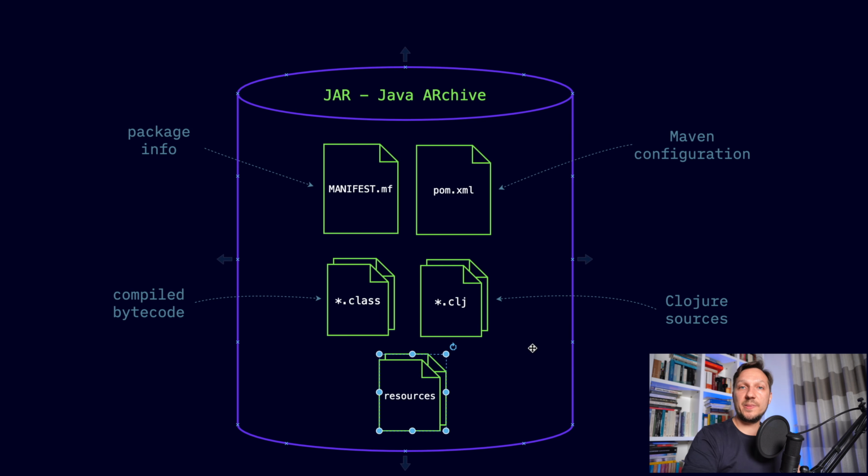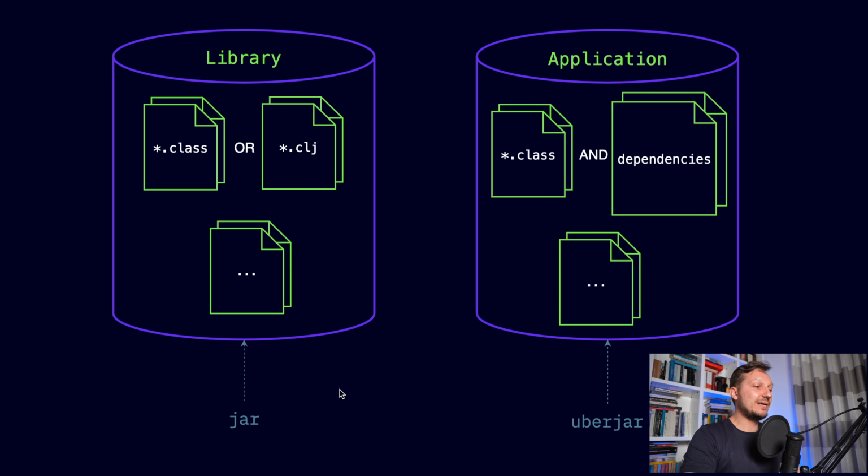Let's take a look at another diagram to discuss how your jar content will differ depending on what you are creating, a jar for a library or a jar for your application. When you're delivering a library, you have a choice on what to pack into your jar. You may pack only compiled bytecode, or you can put only Clojure source code, or you can pack both your compiled files and your Clojure source files.